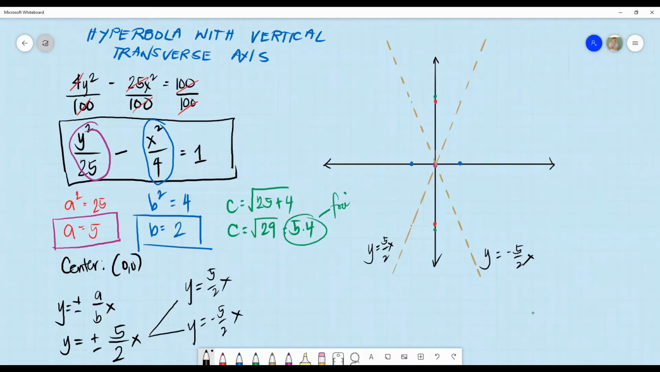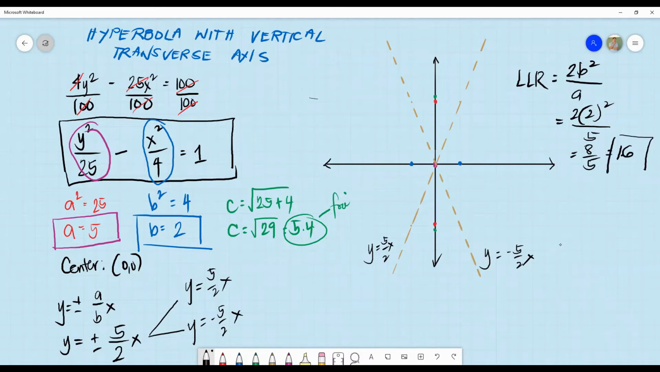Okay, now let's move on to the last part of our process, and that is the length of the latus rectum. So we will have here LLR, and the formula for the length of the latus rectum is 2b squared over a. So to solve this, we will have 2 times our b, which is 2 squared, over 5. And this is 4 times 2, 8 over 5, or 1.6. So this is the length of our latus rectum.